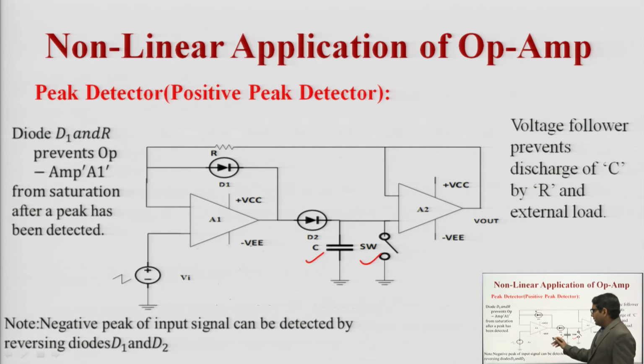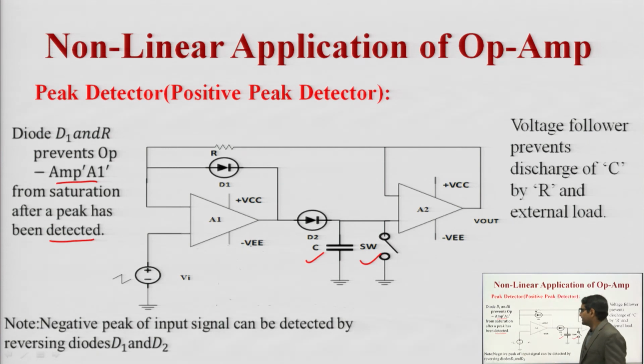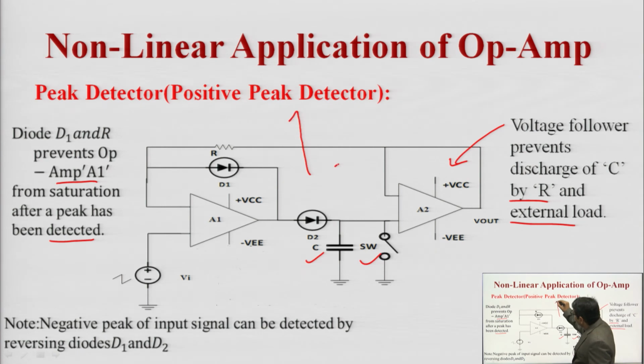What is the role of R and D1? D1 and R prevent the op-amp A1 from saturation after the peak has been detected. And this is the voltage follower, which prevents the discharge of C by R and the external load. This circuit is a positive peak detector.